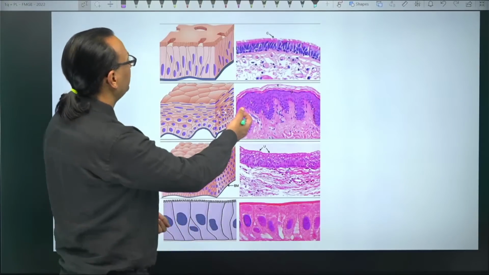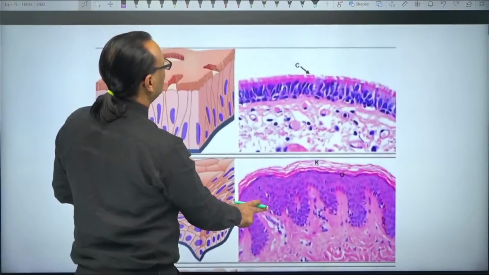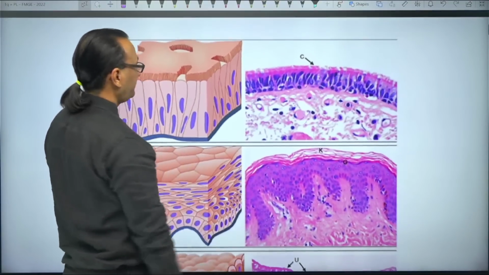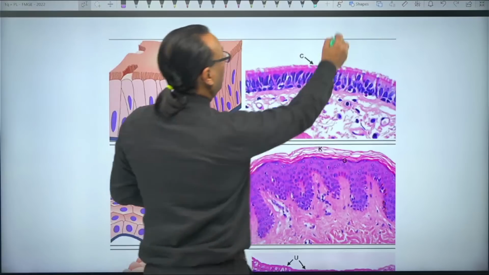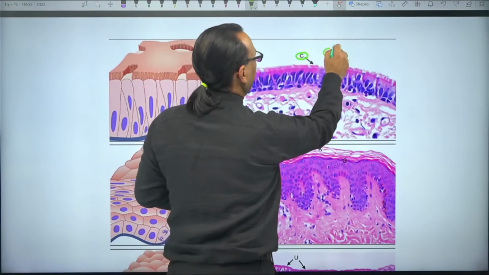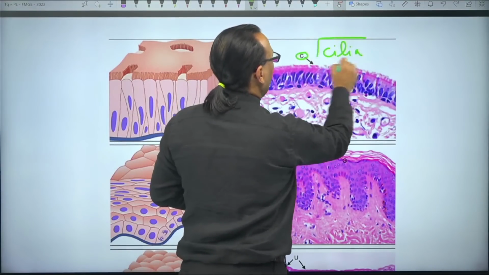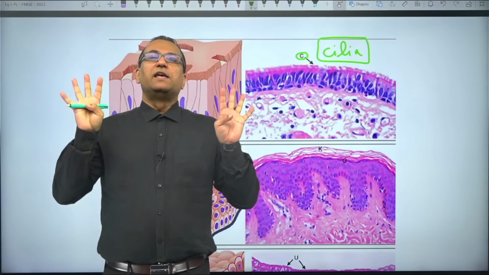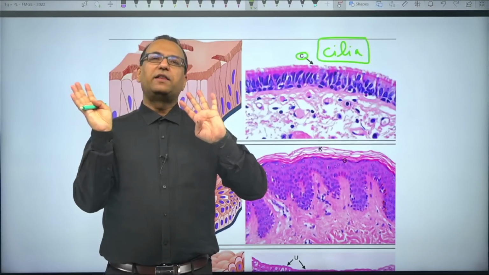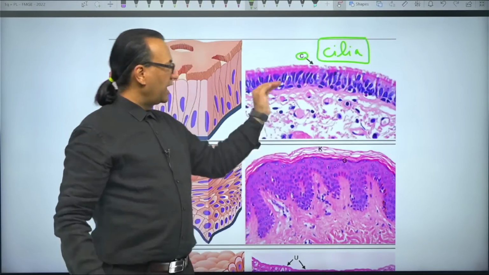So let me zoom into this area a little bit. And as you see here, there's a term written C. Now, what is this C? C is representing cilia here, which is a surface modification, some thread-like processes. They move, and they can move the structures which are in the lumen.